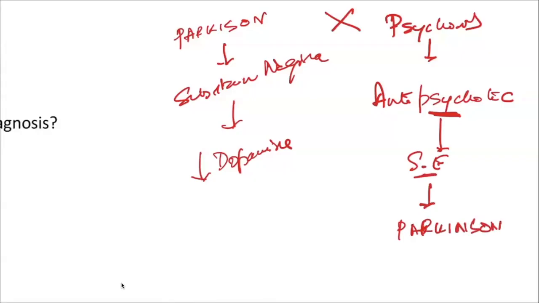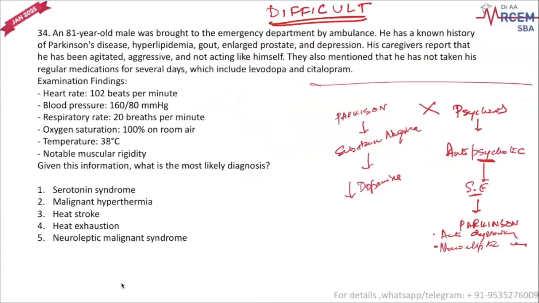What are these side effects I am talking about? It might be acute dystonia, which is a very common side effect you're seeing. Acute dystonia, and neuroleptic malignant syndrome as a side effect. This is the basis you have here. So we will read this question and get back to this again.